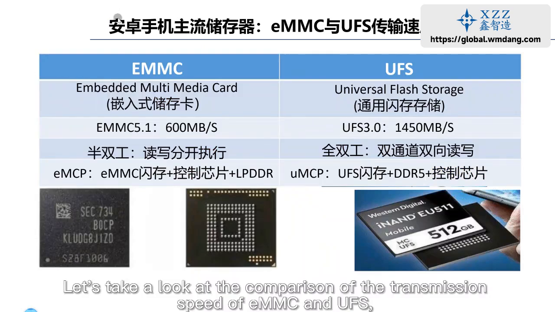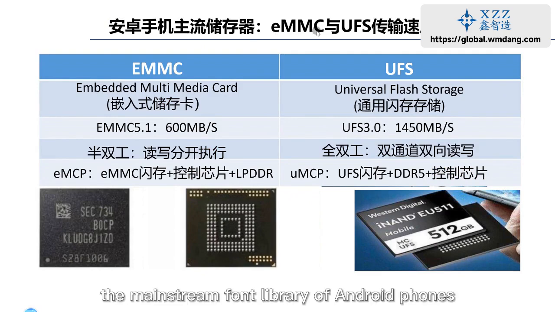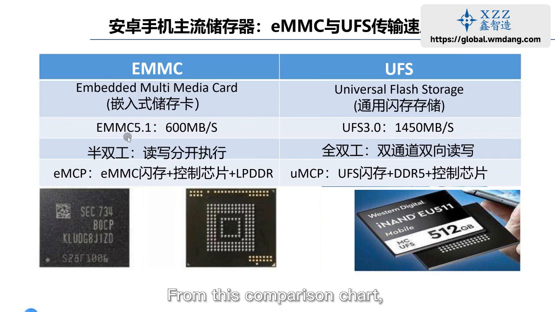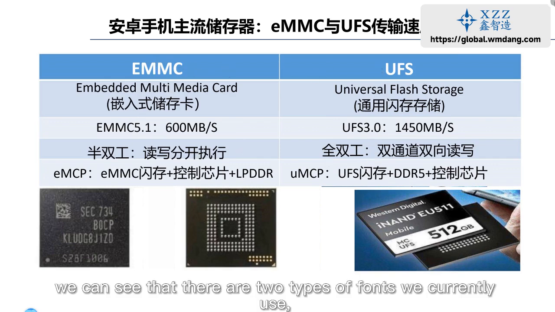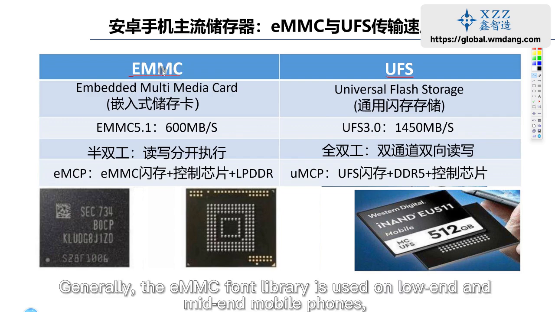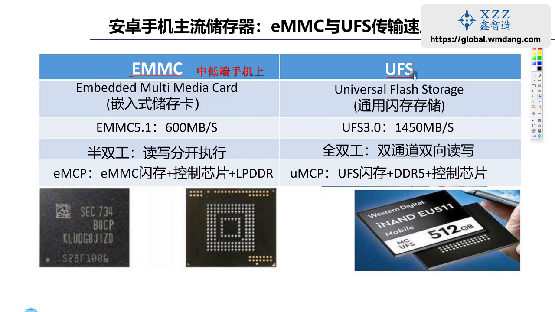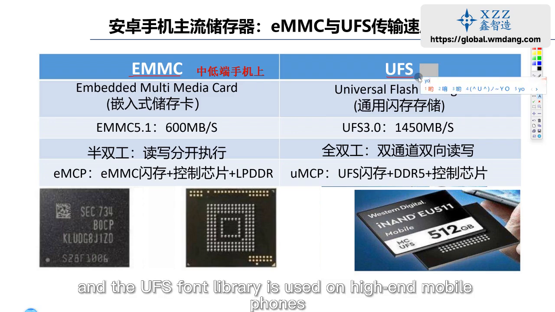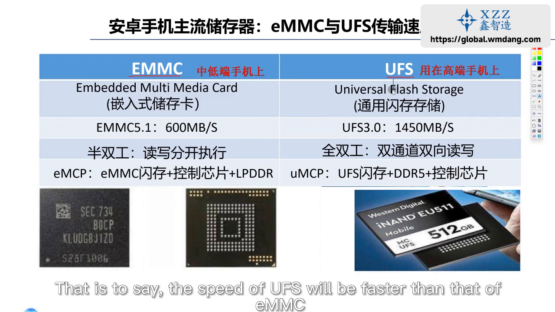Let's take a look at the comparison of the transmission speed of eMMC and UFS, the mainstream phone libraries of Android phones. From this comparison chart, we can see that there are two types of phone libraries we currently use. One is eMMC and the other is UFS. Generally, the eMMC phone library is used on low-end and mid-end mobile phones, and the UFS phone library is used on high-end mobile phones. That is to say, the speed of UFS will be faster than that of eMMC.